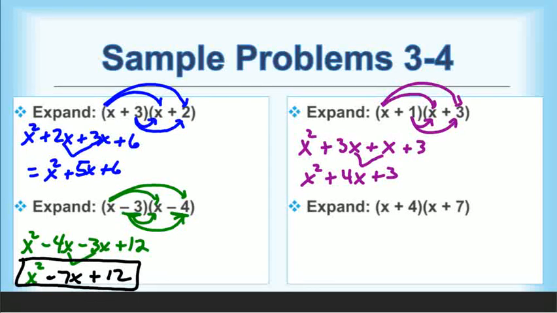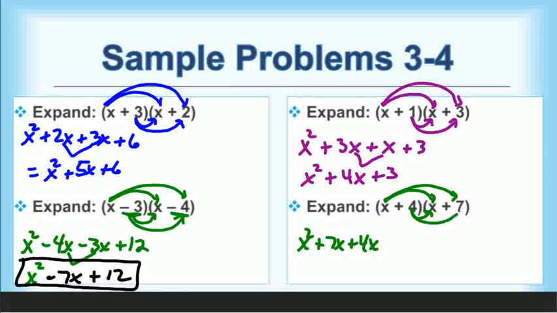And our last one here, we got x times x, which is x squared. X times 7 is a positive 7x. 4 times x is a positive 4x. 4 times 7 is a positive 28. Combine the middle two, and I get an answer of x squared plus 11x plus 28.